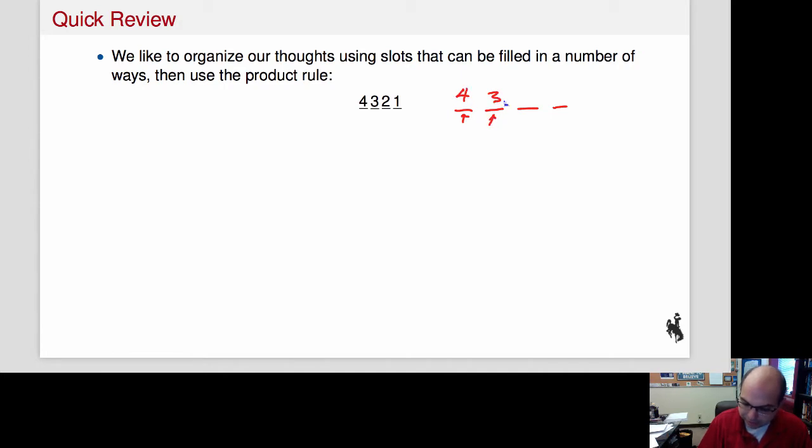How many ways the second one? Let's say three, and then two, and then one. And then the answer is 4 times 3 times 2 times 1, which is 4 factorial. That's the way that I could order four things along a wall.